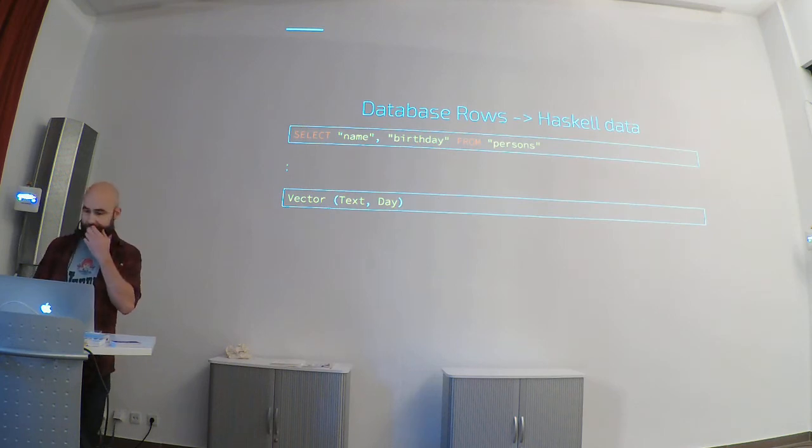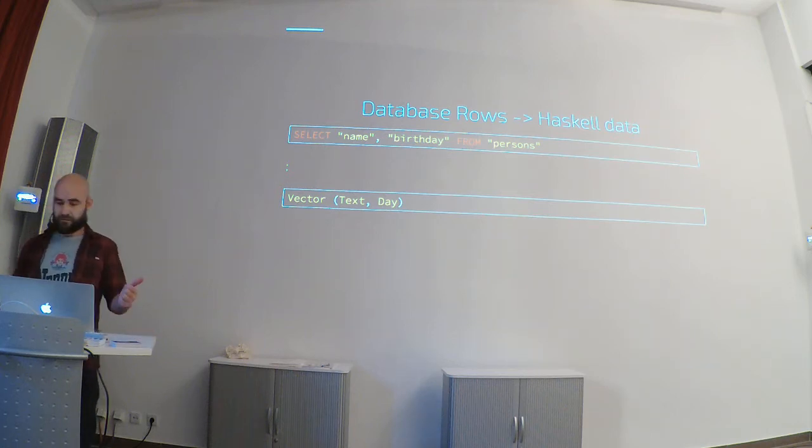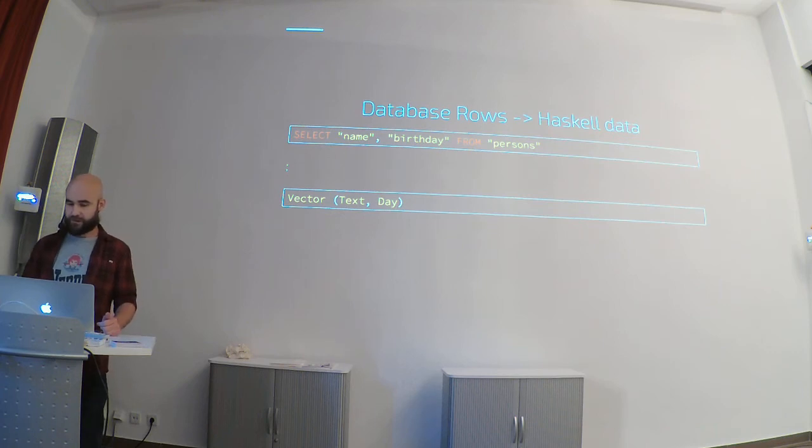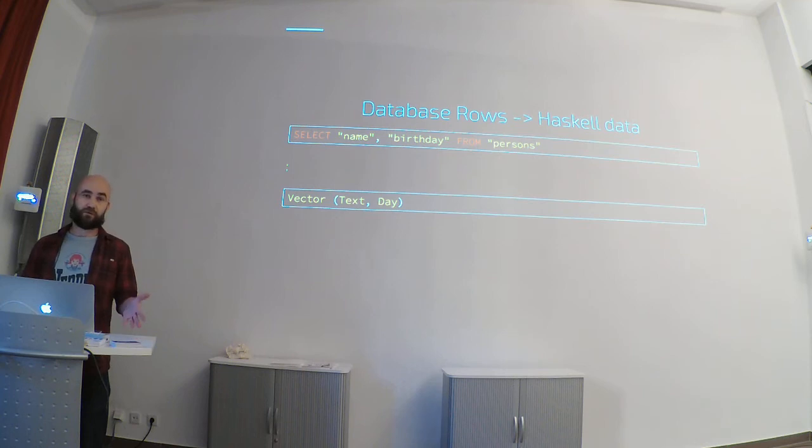As an example, you can see here a simple query which produces a set of results with the name and birthday, and below it you can see a Haskell type that you would expect the results to be converted into. So this is a clearly isolated problem, choosing which types to use for the values in the row.